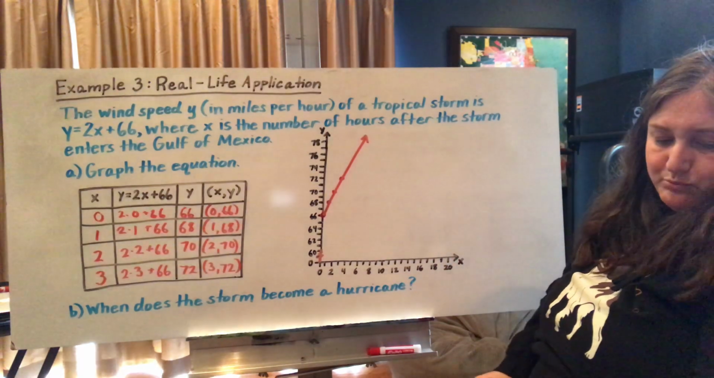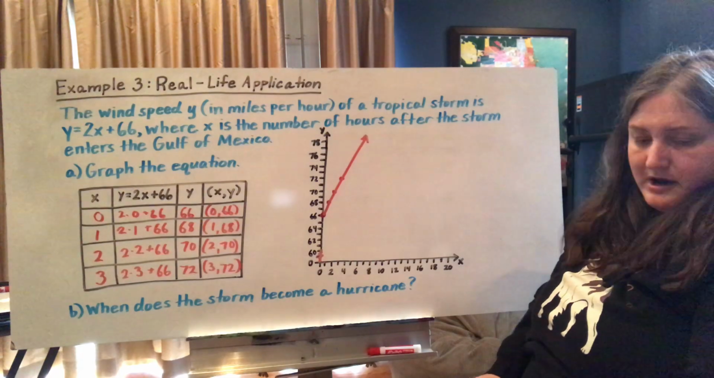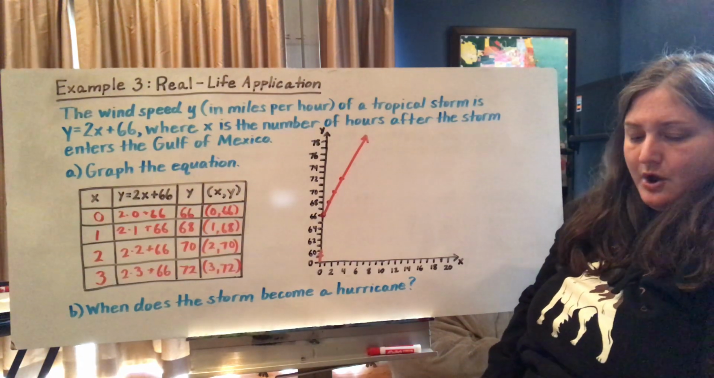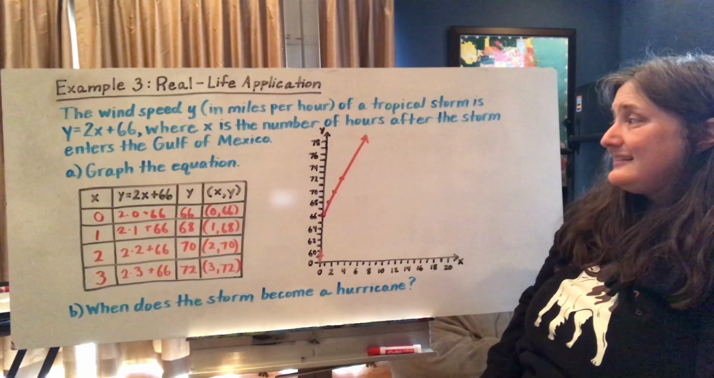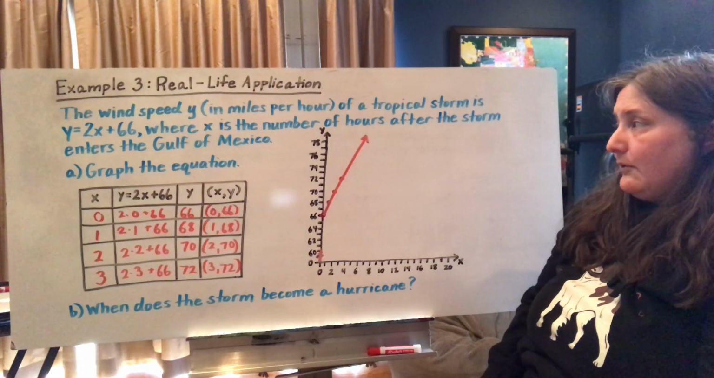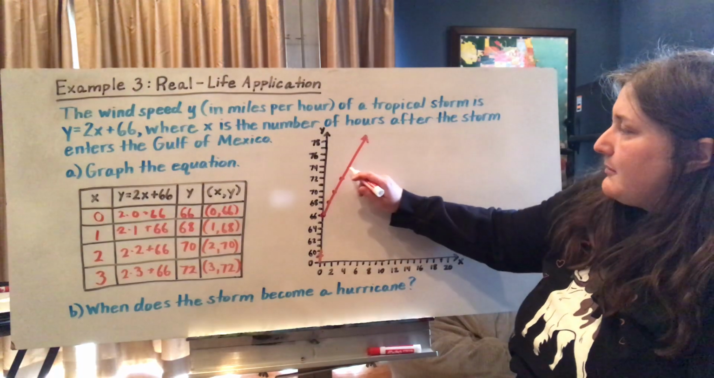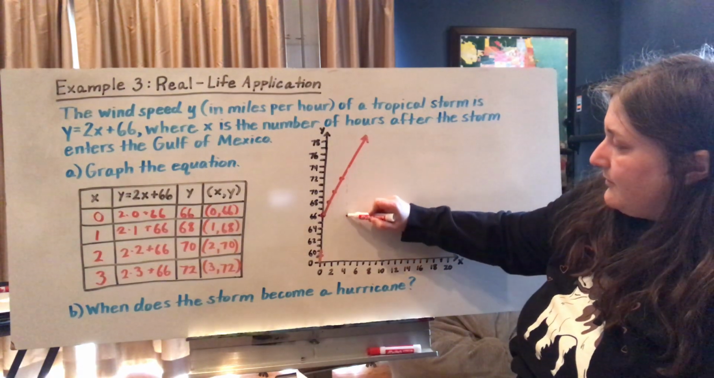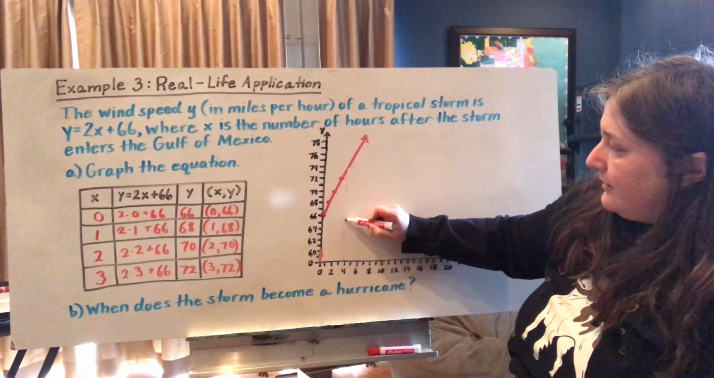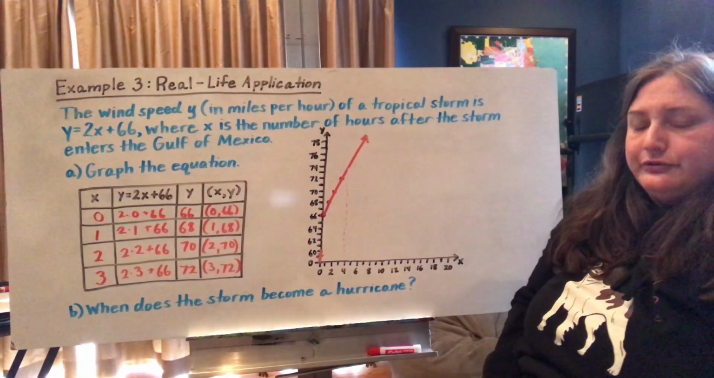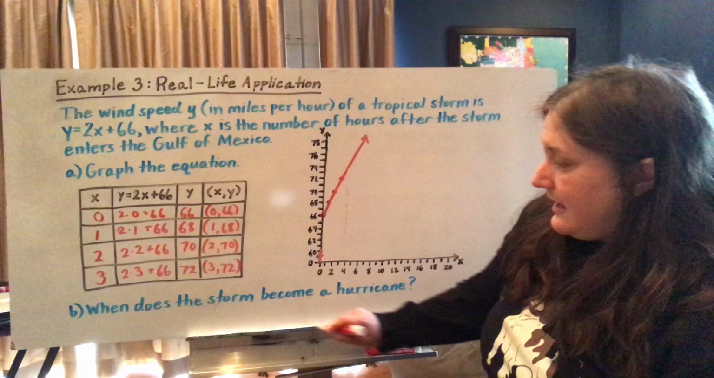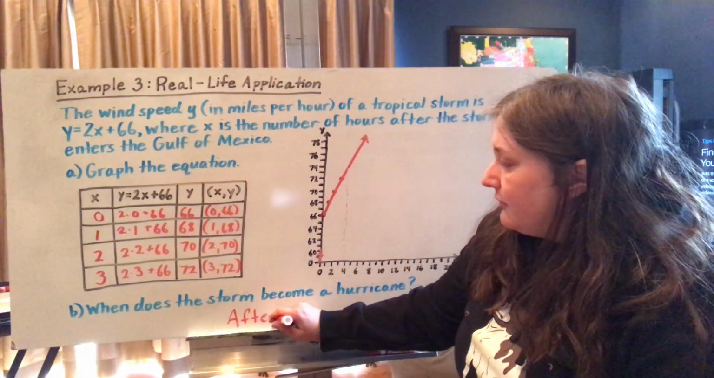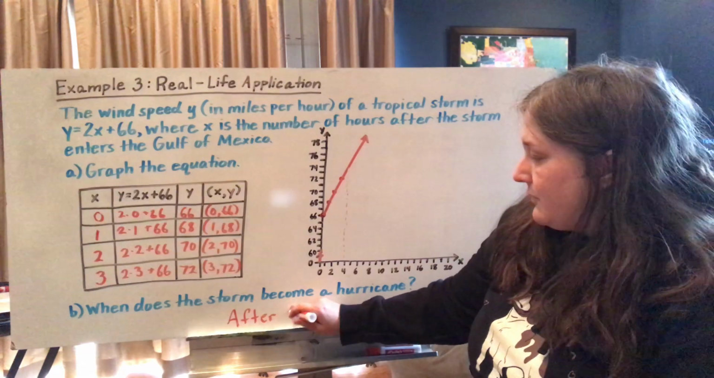So they want to know, when does this storm become a hurricane? Well, a tropical storm becomes a hurricane when wind speeds are at least 74 miles per hour. So it's not going to hit 74 miles per hour until we're at 4 hours. So it's going to be a hurricane after the 4th hour of the storm. So after 4 hours.